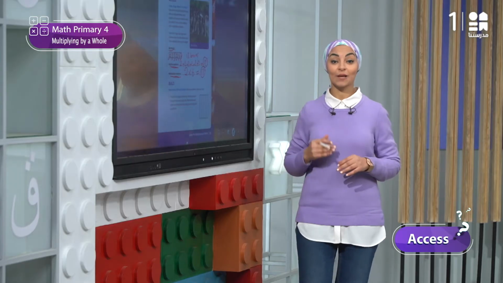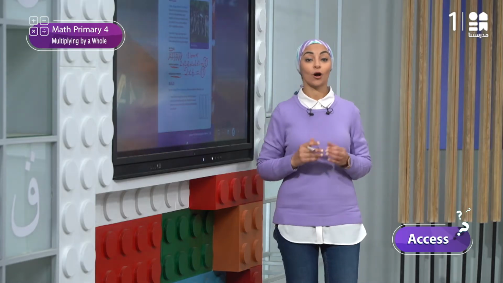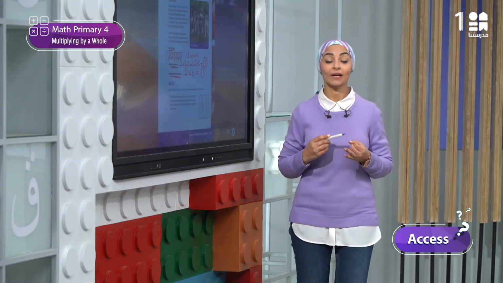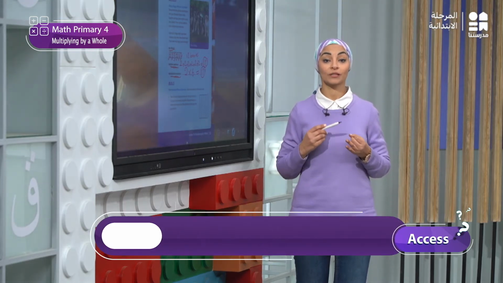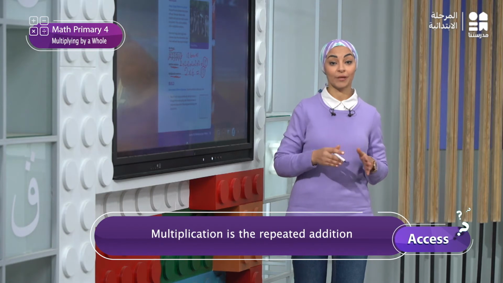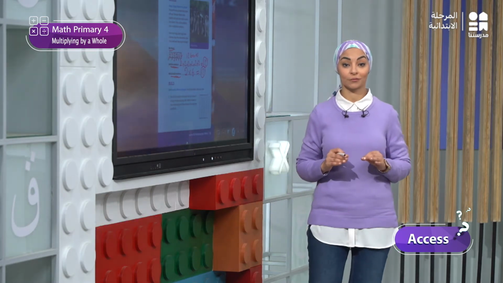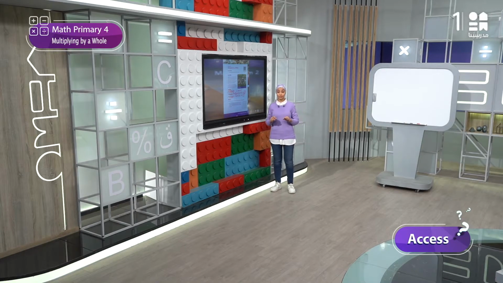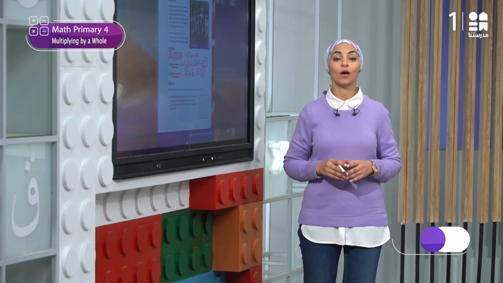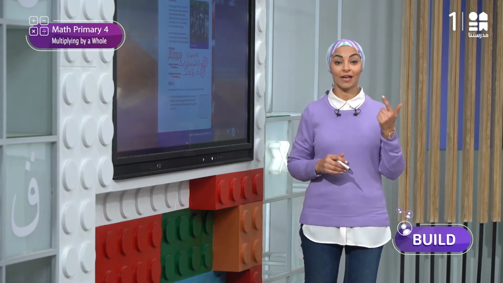In the previous example we reviewed the bar model in addition, and we also reviewed the concept of multiplication, which is a repeated addition, and that's the concept we will focus on today. Now we will answer the activity Same Answer, Different Operation found in Build on pages 55 and 56.